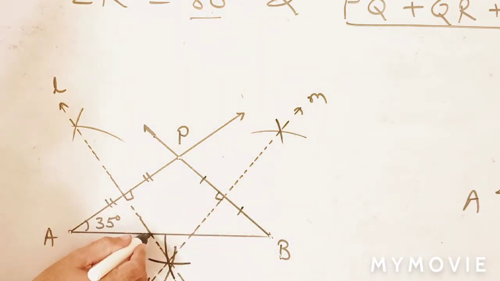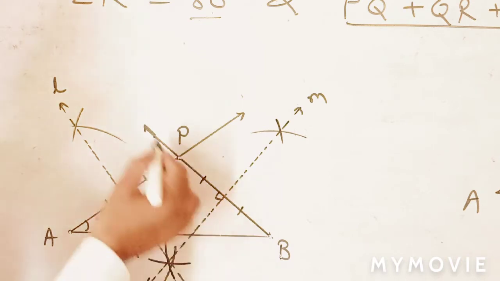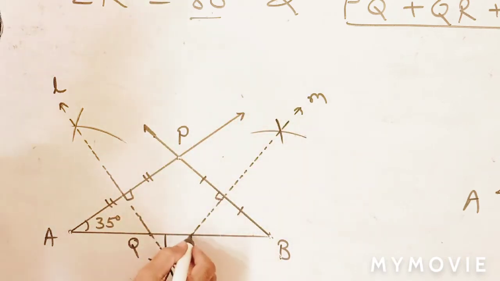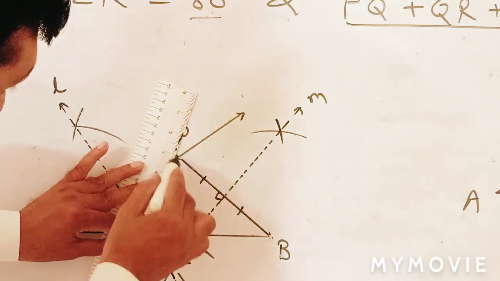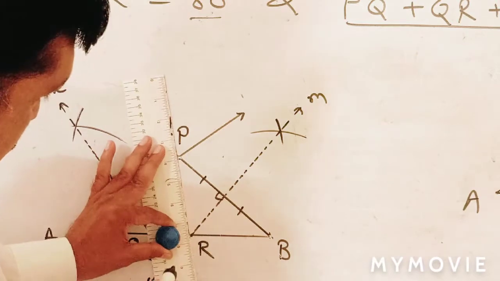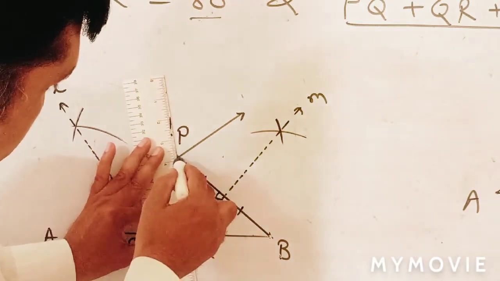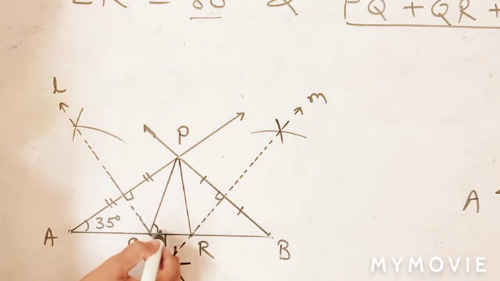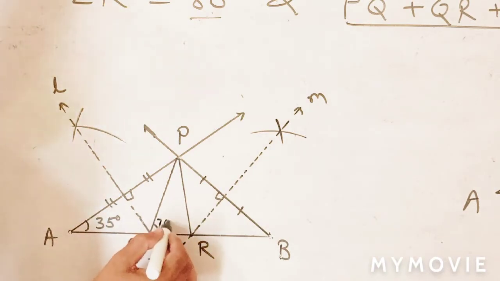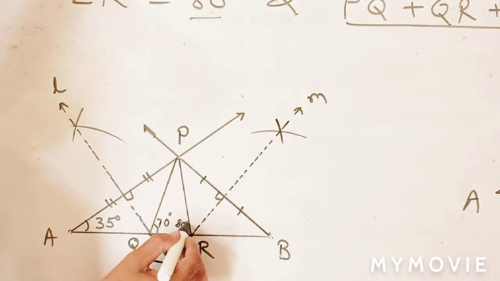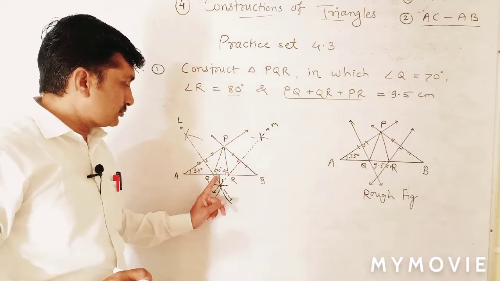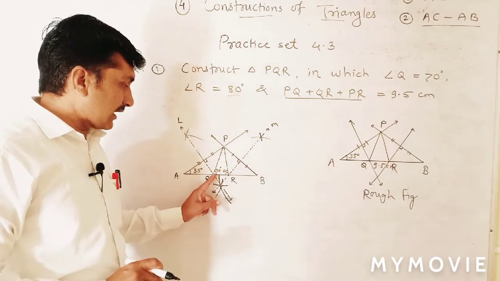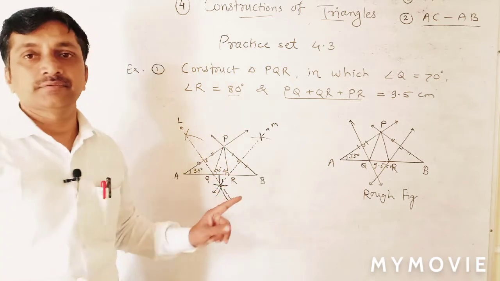Intersection of L with AB is here. This is point Q. Intersection of M with AB is here. This is point R. And next, complete the triangle by joining PQ and PR. Here we got angle Q. Angle Q is 70 degrees and this is 80. Friends, this is the required triangle PQR in which perimeter is given and angle Q is 70, angle R is 80.